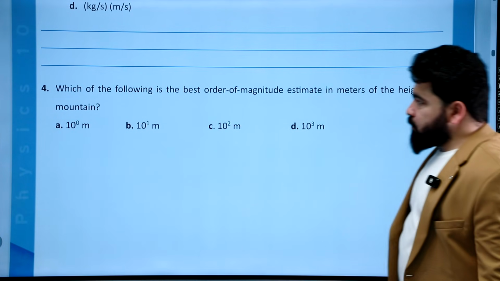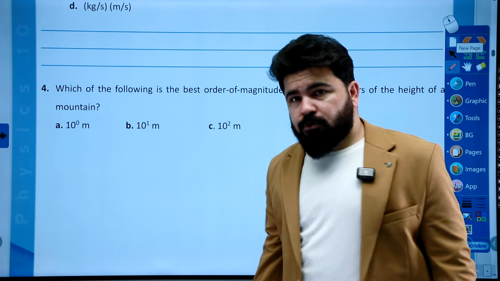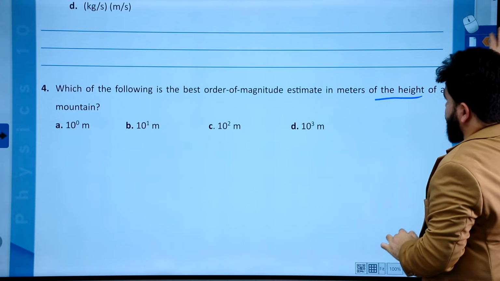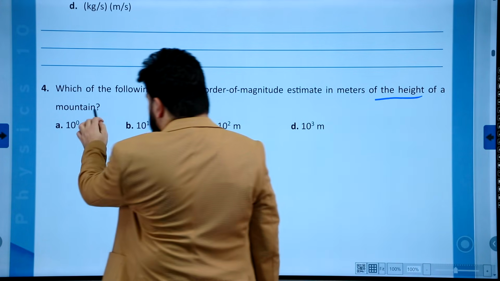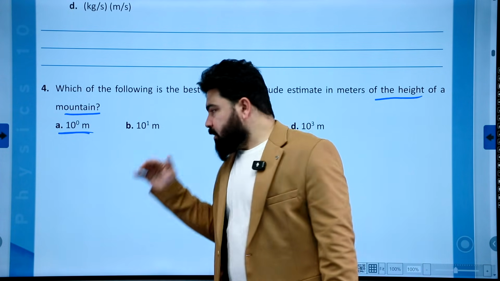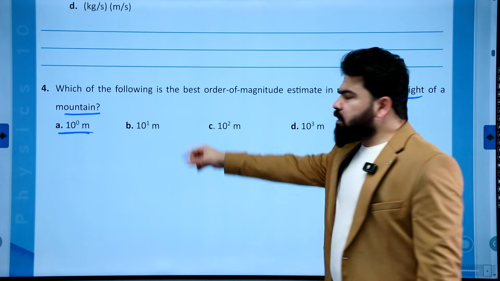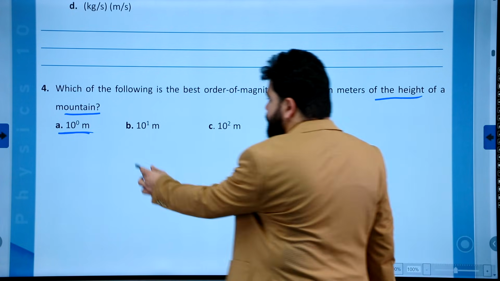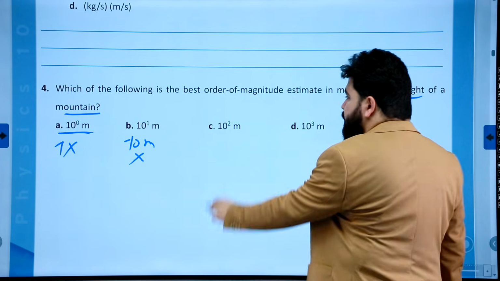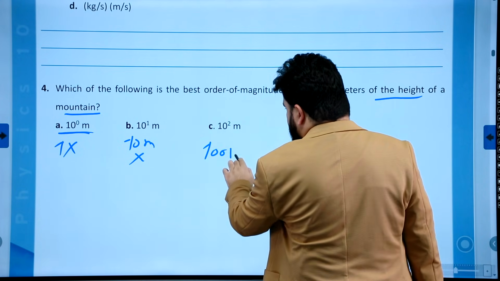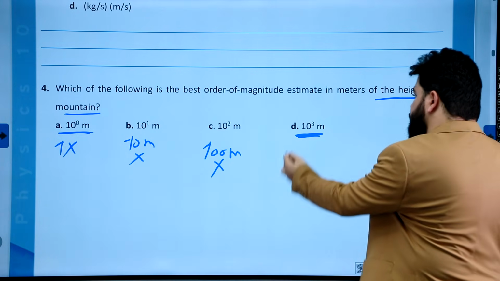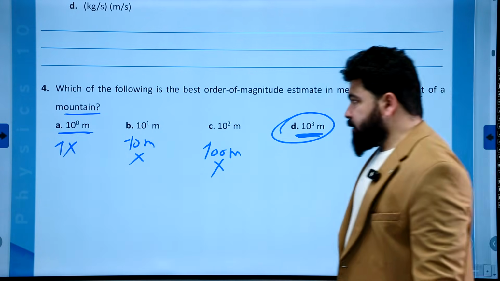Question 4, it says, which of the following is the best order of magnitude for a mountain? So you remember that we said the order of the height of a mountain is what? 10 to the power of 3. 10 to the power of 0 meters is 1 meter, so it's really, really short. 10 to the power of 1 is 10 meters. Is a mountain 10 meters? Of course not. Okay, is it 1 meter? Of course not. 10 to the power of 2, is a mountain close to 100 meters? Of course not. 10 to the power of 3 is 1000 meters. So this one is the order of magnitude for a mountain.